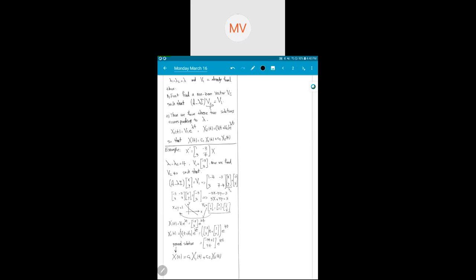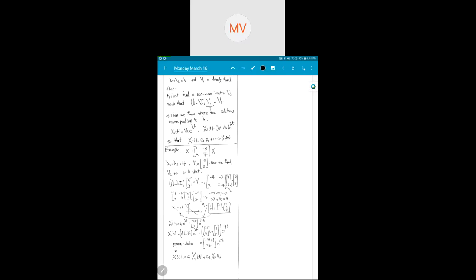Any questions so far? So that was that. All right. Now I'm going to go ahead and generalize this for any eigenvalue of any multiplicity and any defect.